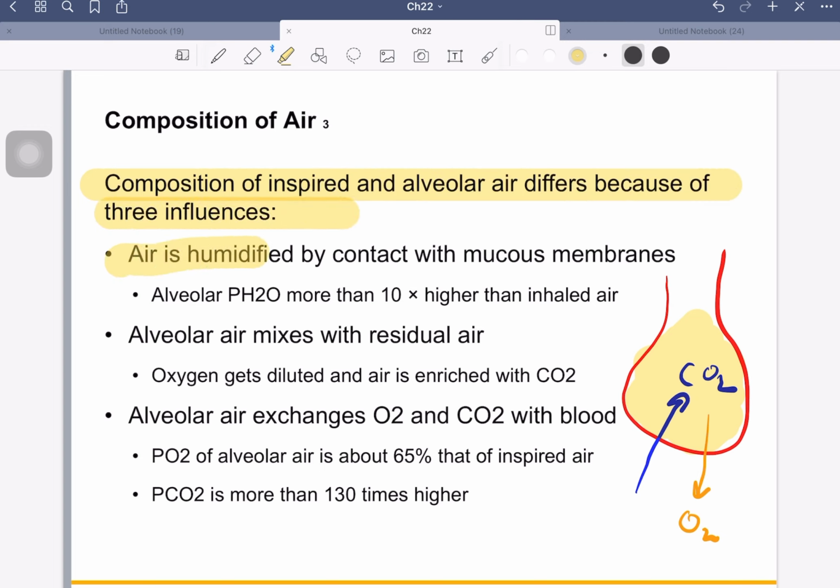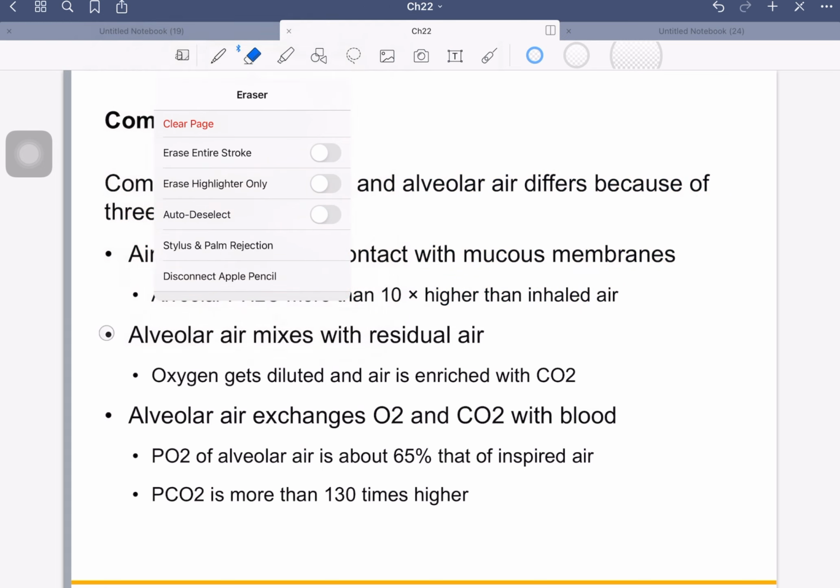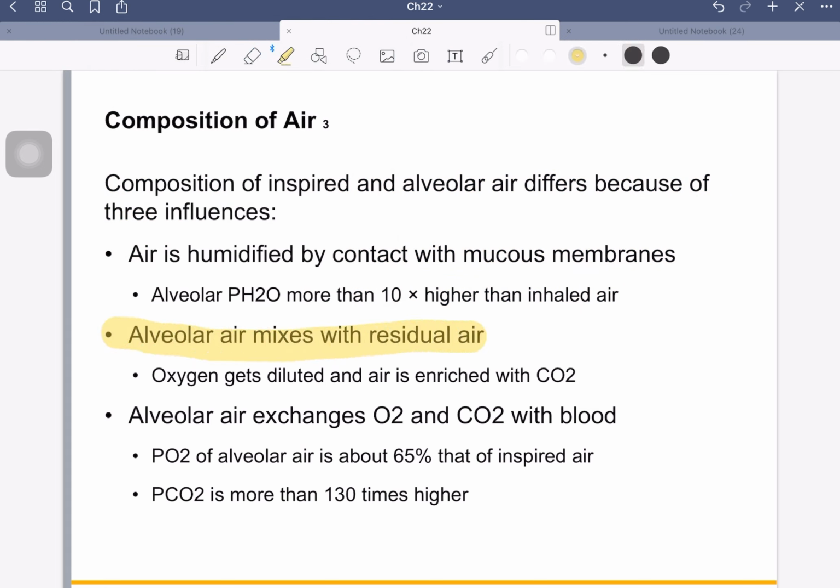Why? First of all, remember, part of your respiratory system is about adding moisture to the air on the way down. So your alveolar partial pressure of water is more than 10 times higher than the inhaled air. So there's going to be more water there than we just looked at. The other issue is that the alveolar air mixes with the residual air. So oxygen gets diluted and the air is enriched with CO2. And of course, alveolar air exchanges O2 with CO2 in the blood, which we just talked about.